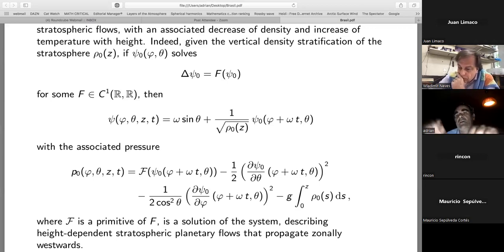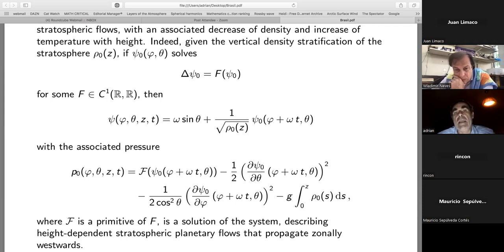There is a shift. This omega t is a shift in phi, the longitude. This is the rotation effect. Rho0 is a scaling because of the density that changes with height, and omega sin theta is something that comes from Coriolis. So if I solve this elliptic problem, which is not time dependent, then I find a traveling wave solution of the physical system in the stratosphere with rotation. And here is the expression of the pressure.